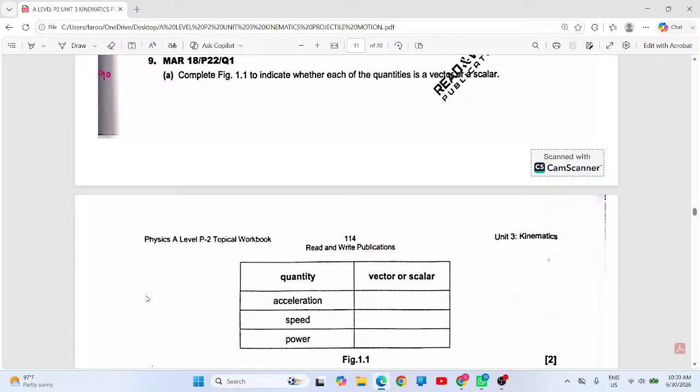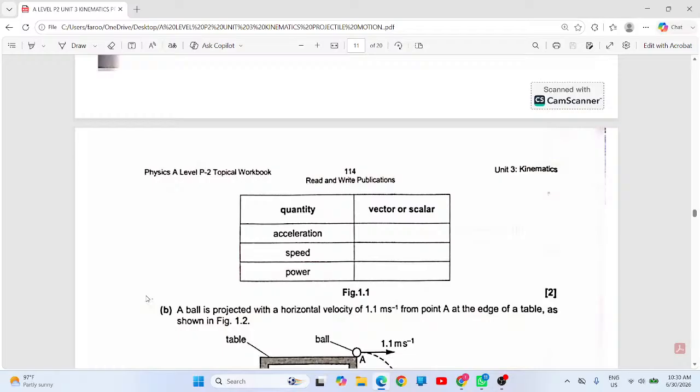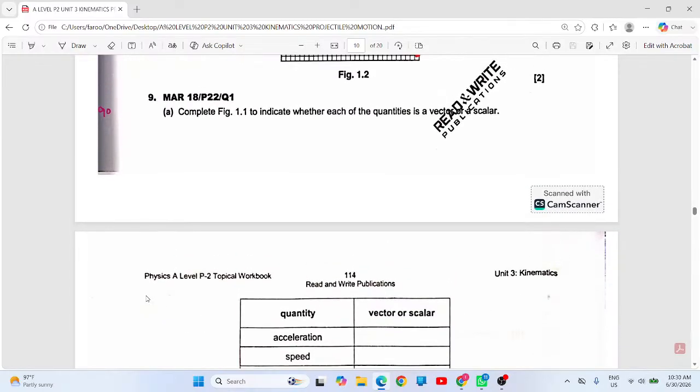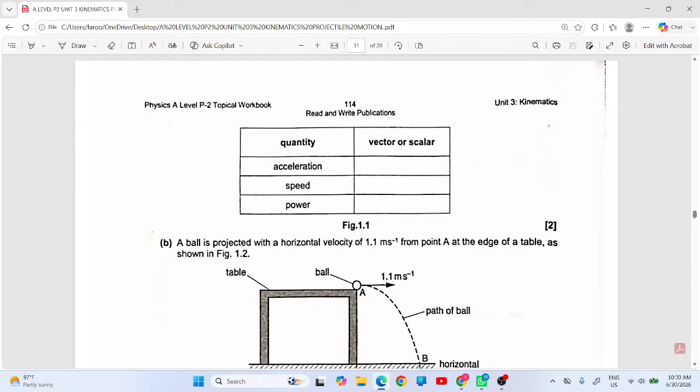Question number 9: complete the figure 1.1 to indicate whether each quantity is vector or scalar. Very simple. We have to show that this quantity is vector or scalar. Speed is scalar, acceleration is a vector, and power is scalar.